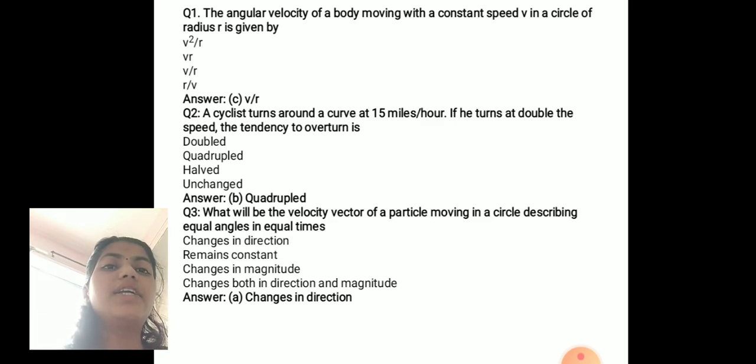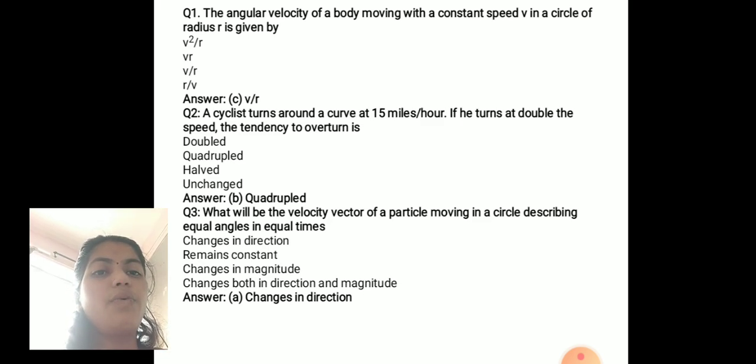A cyclist turns around a curve at 15 miles per hour. If he turns at double the speed, the tendency of overturn is: doubled, quadrupled, halved, or unchanged. The correct answer is quadrupled.